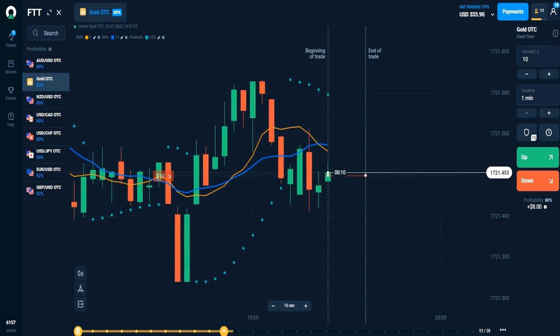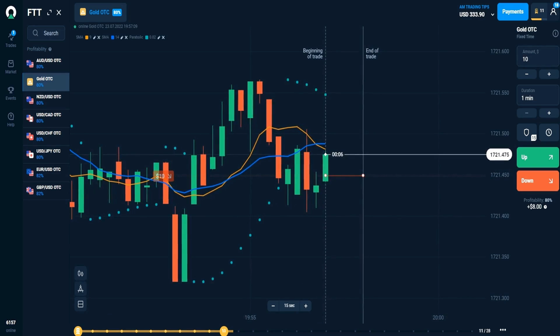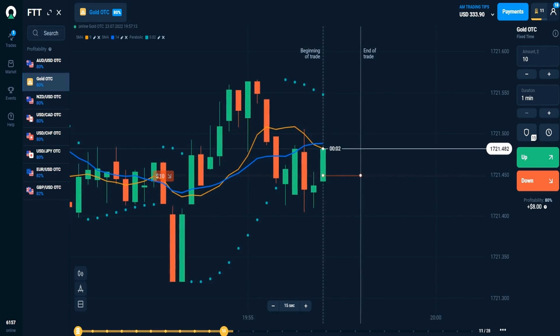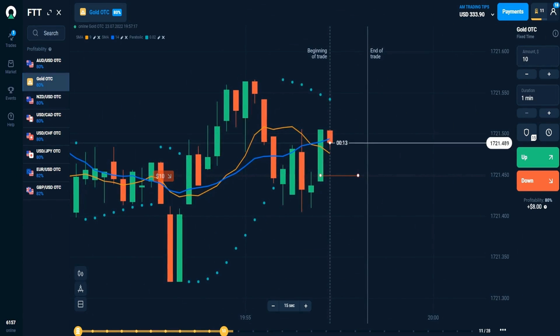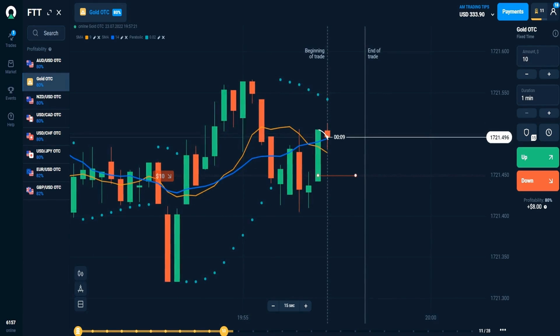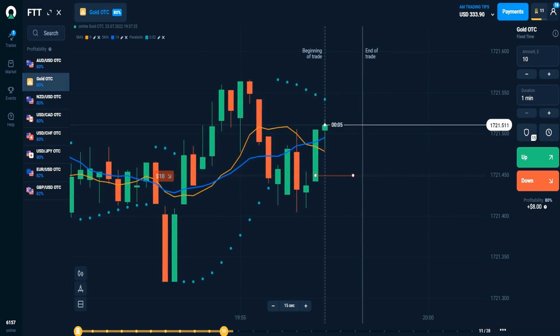Now let's break down this live sell trade using our strategy so you can understand exactly how it works in real time. As you can see on the chart, something very important just happened. First, the 9-period and 14-period simple moving averages crossed each other. This is our initial confirmation that a possible trend reversal is forming.